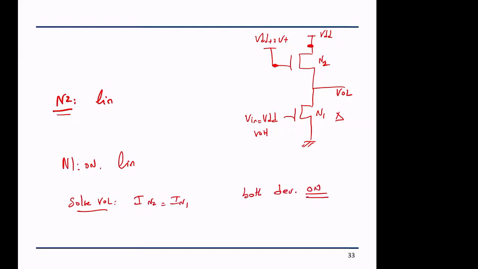When both devices are on, really I can think of them as some resistor Rn1 and some resistor Rn2. I have a current connecting me to VDD, and a current connecting me to ground. So the V output will not be able to reach pure 0. So VOL cannot become 0. It will be somewhere low between VDD and ground, but not perfect ground. Okay? So if both devices are on, then I cannot reach 0.